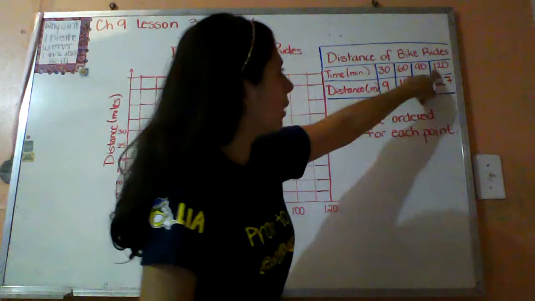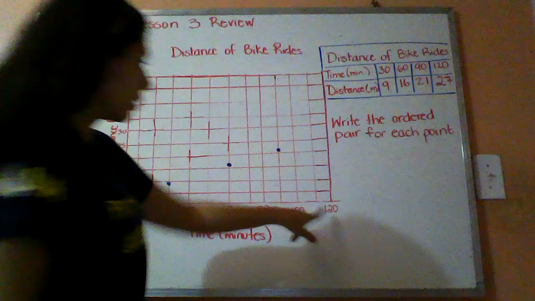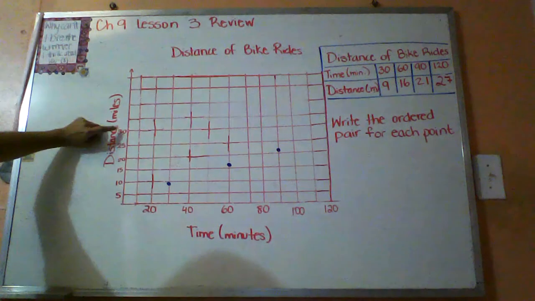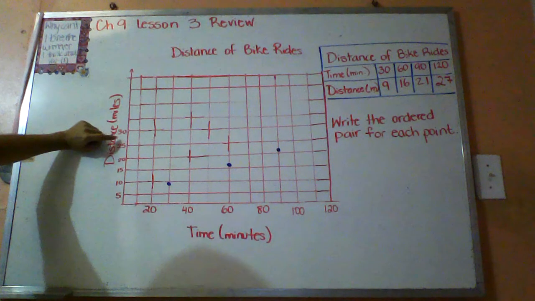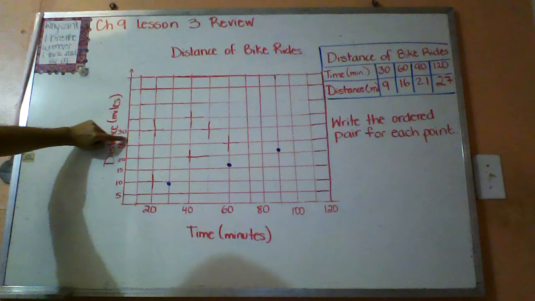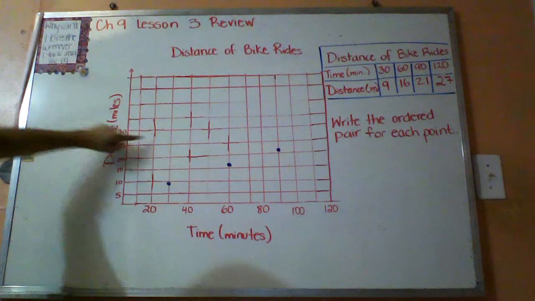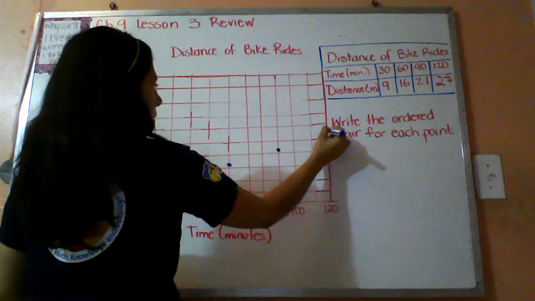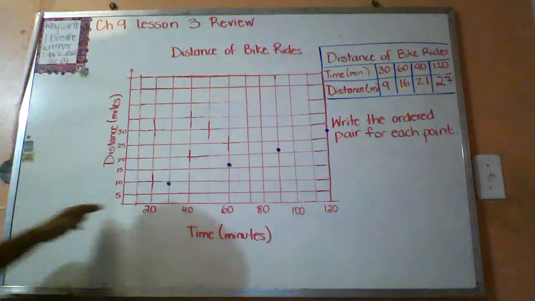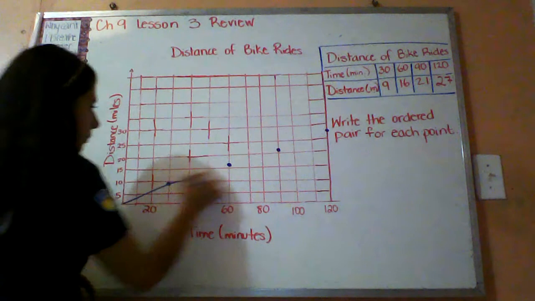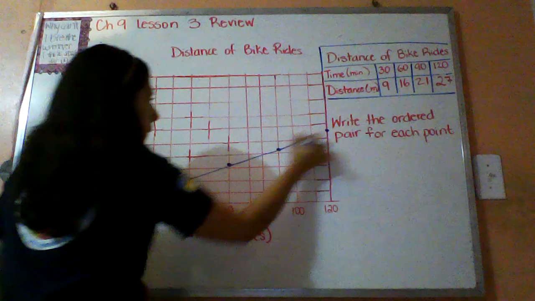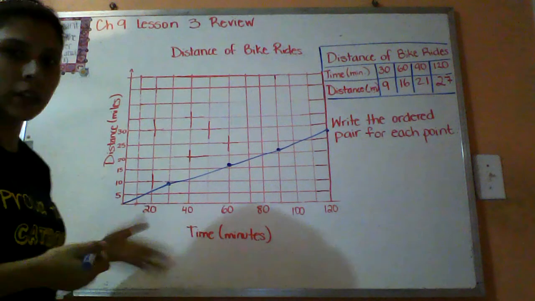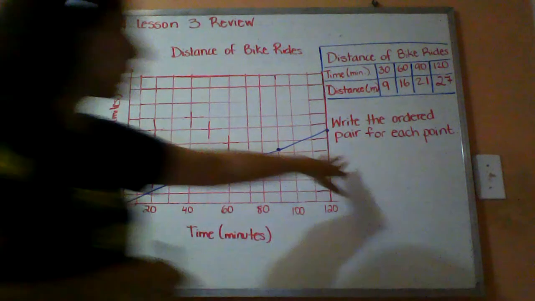And the last number I have to plot is 120. So 120 is right here, and I'll look for 27. I have 25 and 30. So 27 will be right in between those two numbers, more or less. Right around there. And I'll connect the lines. If I didn't want to, I didn't have to do that, but I will.